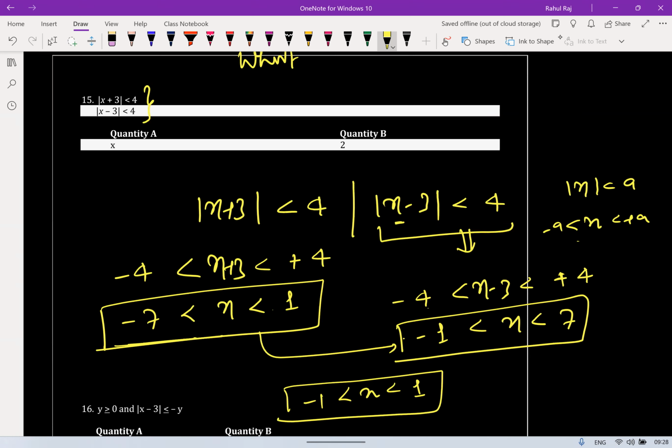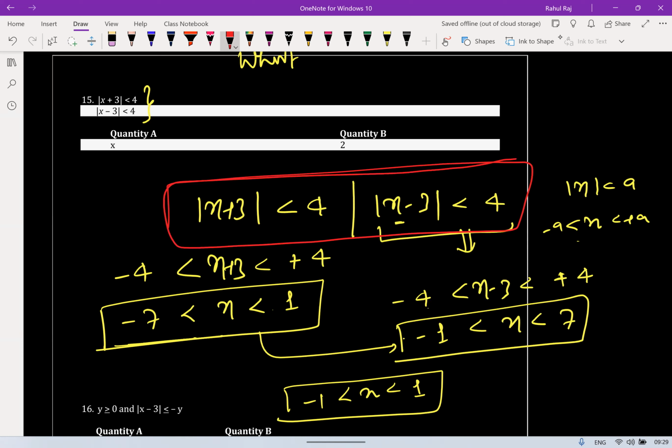Why are we combining them both? Because both the expressions are given to me in the question. So I'll have to take a common value which satisfies both the equations. I can't take an independent value for the left side and an independent value for the right side.